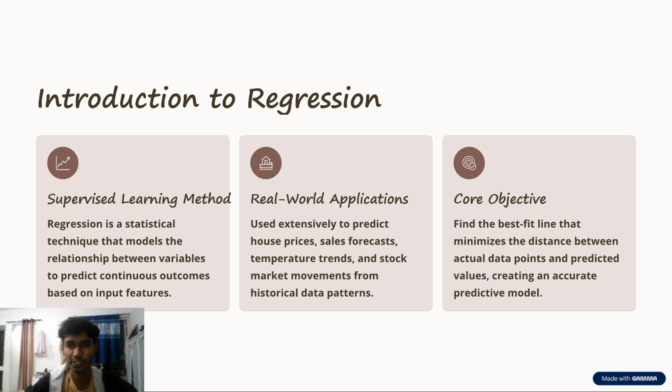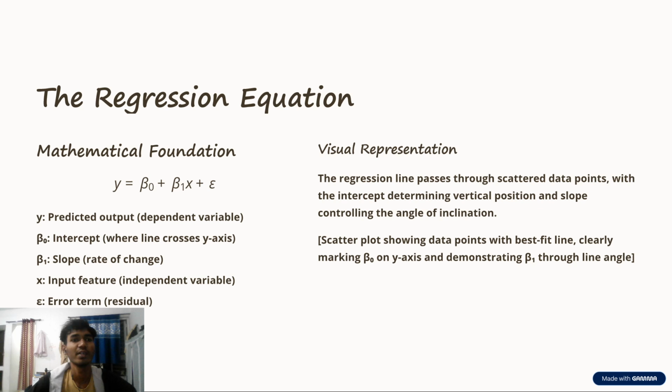Third point is the core objective. Find the best fit line that minimizes the distance between actual data points and predicted values, creating an accurate predictive model. The regression equation. First is the mathematical foundation.